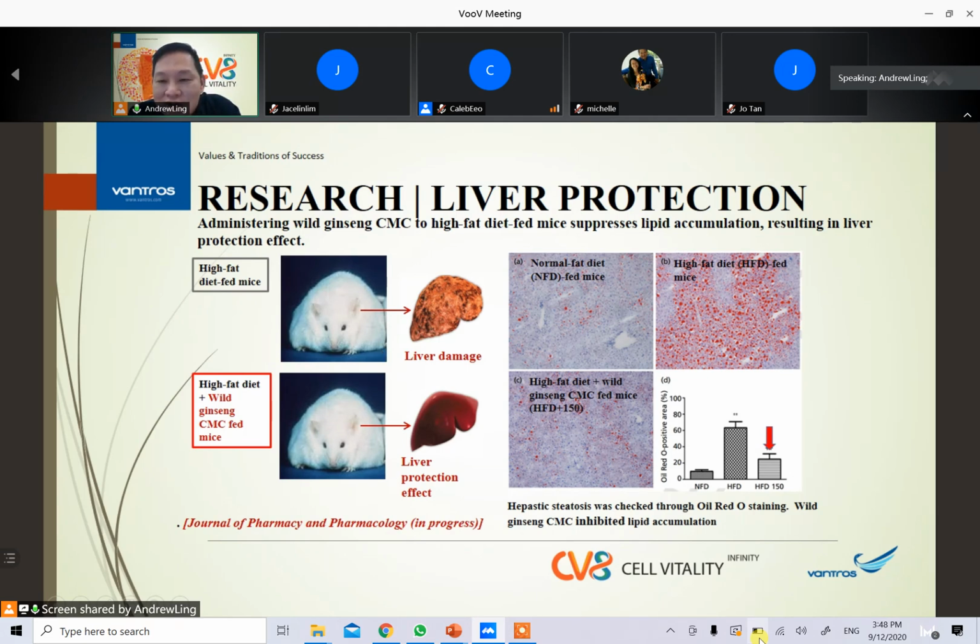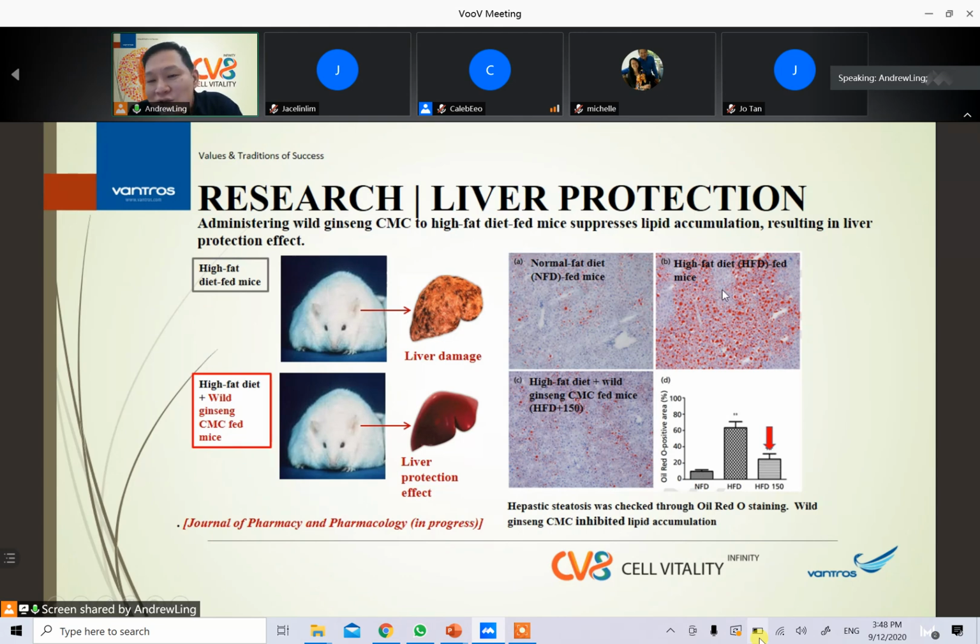They took 3 mice. The first one they fed with a normal fat diet. After a certain period of time, they did the checking. You see that this is the surface of the liver. It is in good condition, not so bad, just a little bit of red dots, which is the sign of liver damage.